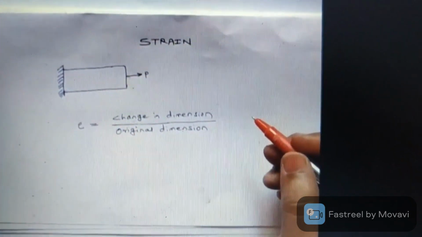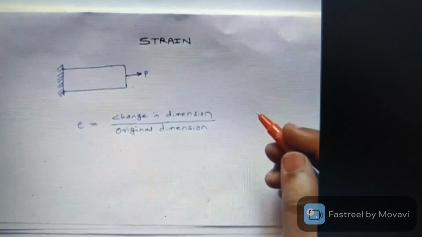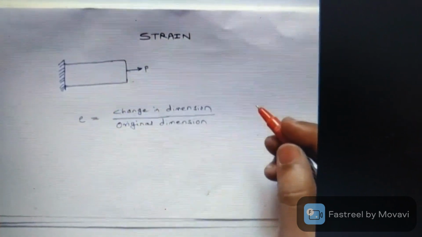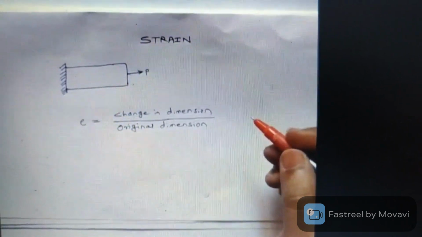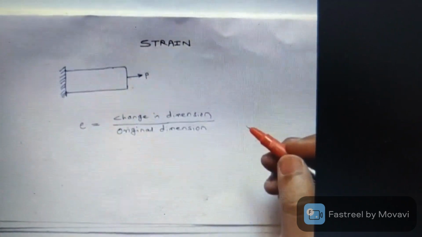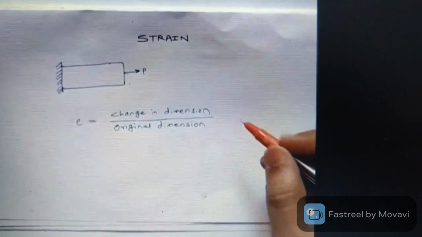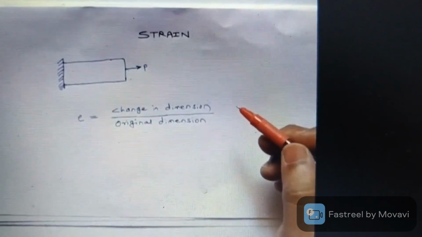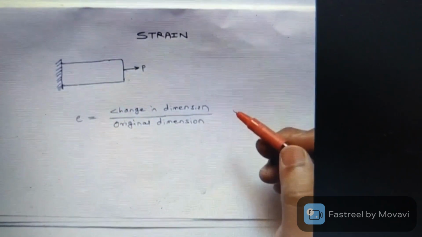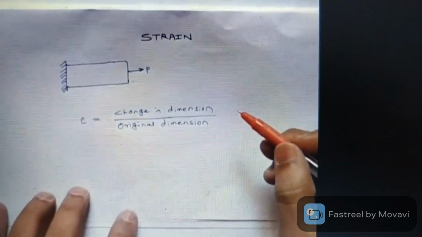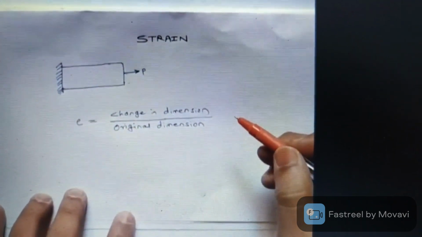In the last two videos we have seen some basics about stress and types of stresses, then different types of loadings. Now in this lecture we will see the strain and some other concepts. So when I say strain, strain is nothing but the deformation, or we can say the elemental deformation of a body under the application of load.